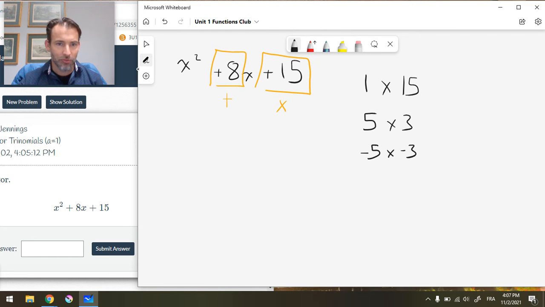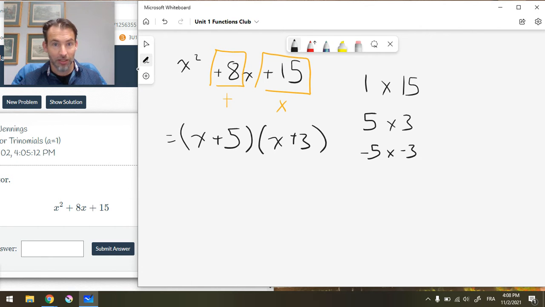So what that allows me to do is I found these secret numbers. They're the numbers that are connected to these x's by addition in the binomials. What I want here is these two numbers: x plus 5 multiplied by x plus 3. Okay, that's how I factor those. Find the numbers that multiply to this and add to that. Notice that includes the signs.